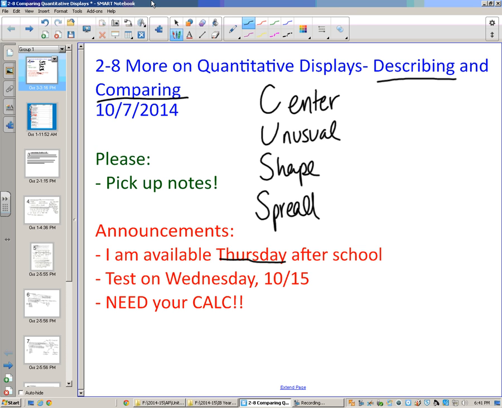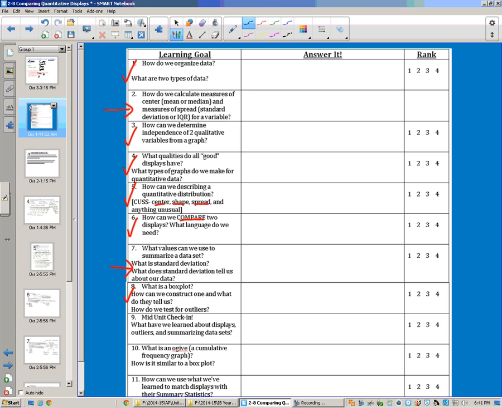Reminder, I'm here after school on Thursday. Your test is on Wednesday of next week, and make sure you have your calculator every day. Okay, so far, looking at the unit, what we've done so far, the mid-unit check-in, that's going to be when I get back on Thursday.